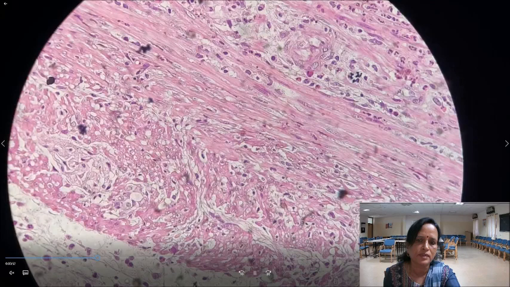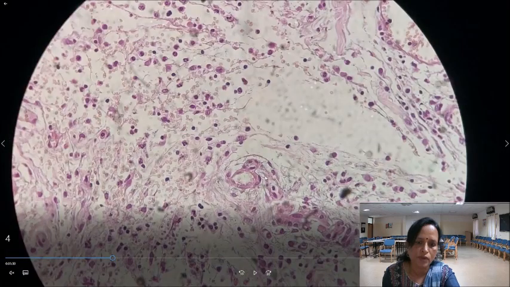Areas of hemorrhage are there. So all these are RBCs, you know, areas of hemorrhage I told you. Then inflammatory cells and congested blood vessels. See, entire areas of blood vessel which is congested. So muscular is over. Moving towards the mucosa.